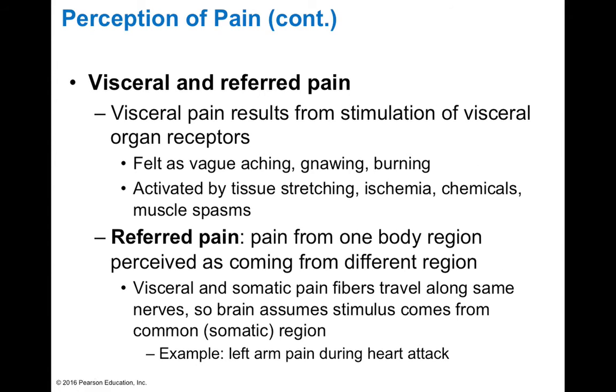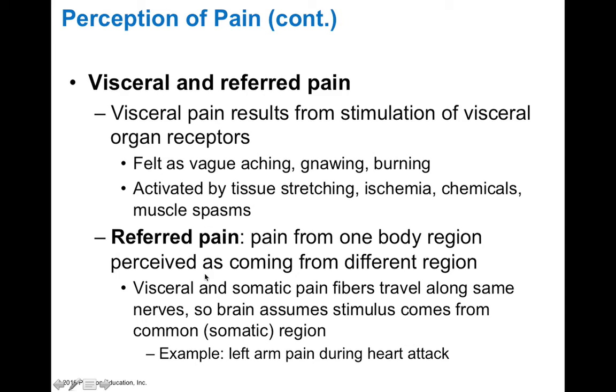Now, there's different types of pain. We actually have visceral and referred pain. Visceral pain results from stimulation of visceral organs, hence the name. So it's often felt as like a vague, aching, gnawing, burning sensation. Like if you say, oh, my tummy aches, it's just sort of a general pain all over, and it's activated by tissue stretching, ischemia, chemicals, or muscle spasm.